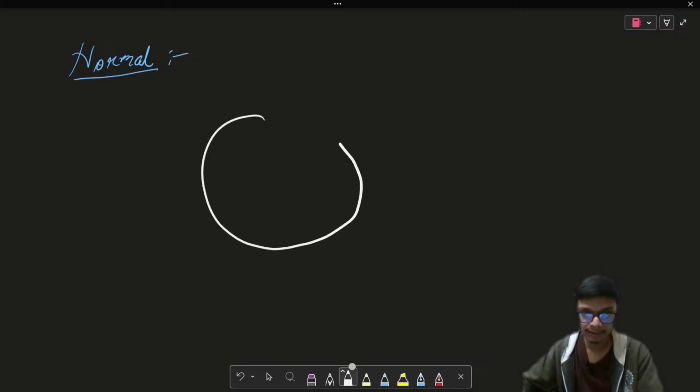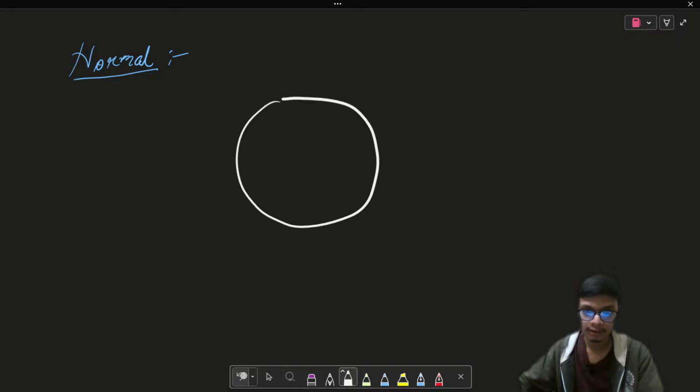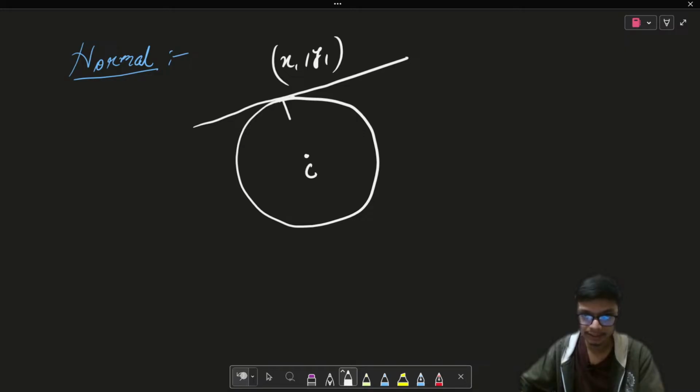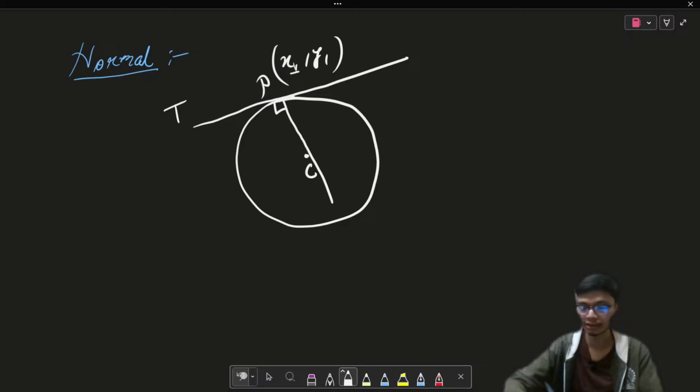So if I have a circle like this, and at any point x1, y1, I want to draw the normal, it will definitely pass through the center like this over here, and this is my normal. Let us call this point P, and this PT is a tangent and this PC is the normal. So the normal to the circle will always pass through the center. So it is very easy for us in the case of a circle to draw the normal or write the equation of the normal.